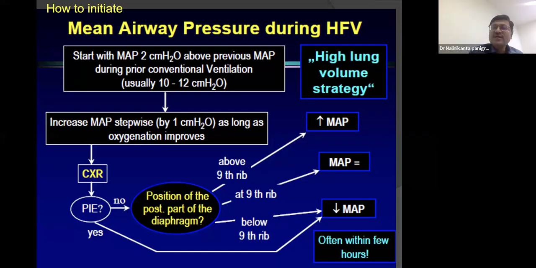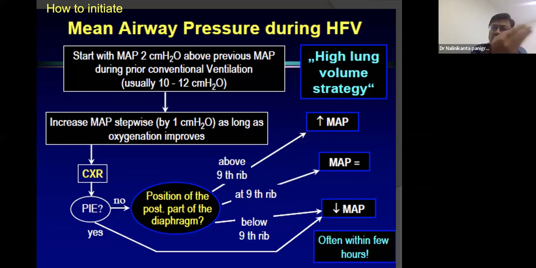I will suggest you see, before changing from conventional ventilation to HFO ventilator, how much mean air pressure you are using in the conventional ventilator. If you want a high volume strategy, meaning you want to recruit the lungs more, like preterm RDS, congenital pneumonia with atelectasis, then in those conditions probably use 2 cm higher mean air pressure than the mean air pressure in the conventional ventilator. The conventional ventilator may already be generating 10 MAP or 11 MAP or 12 MAP.